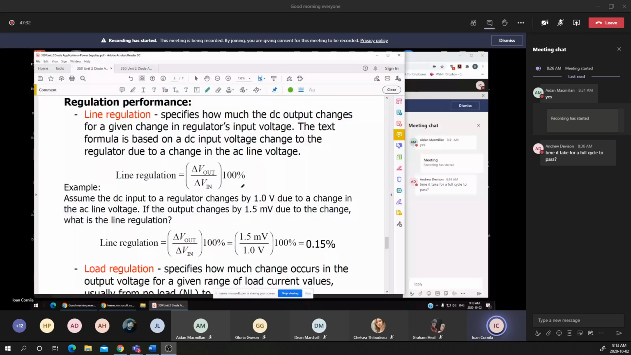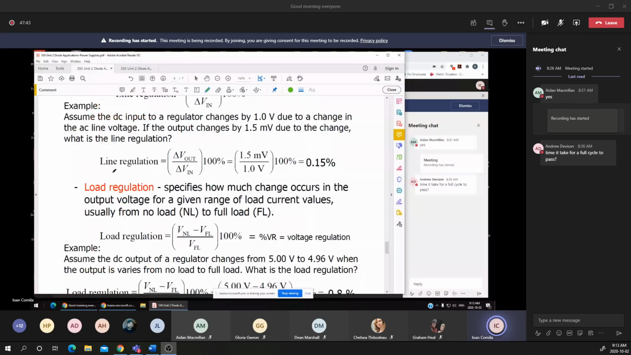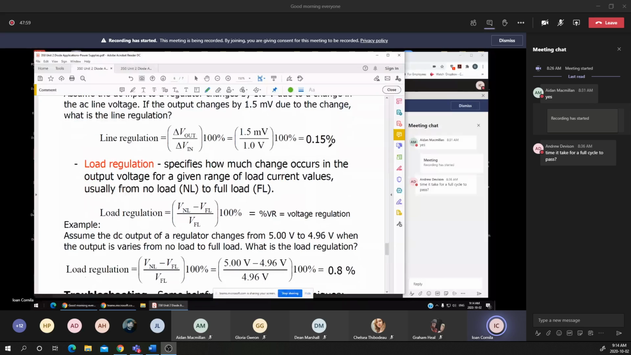That's not very useful, or is not used in many applications. The example that is made: suppose that the output has a change of 1.5 millivolts as the input voltage is changed by 1 volt. The line regulation will be 0.15%. That's a very good indication of how the power supply will act as the input voltage has a small change.